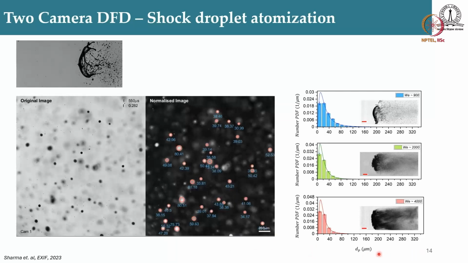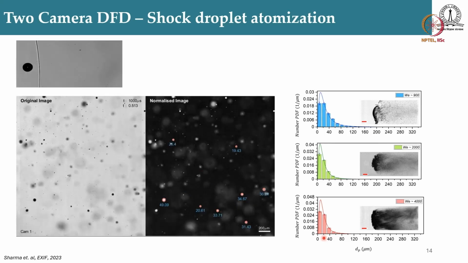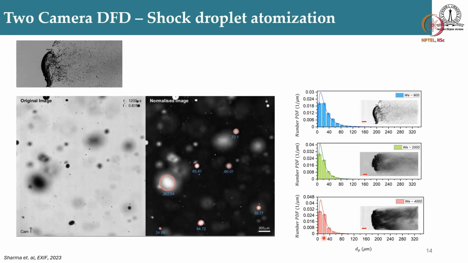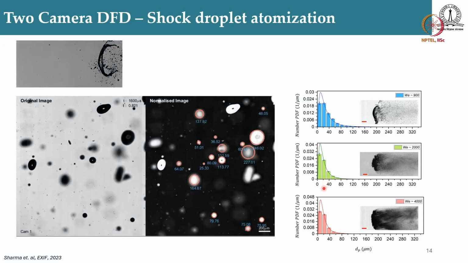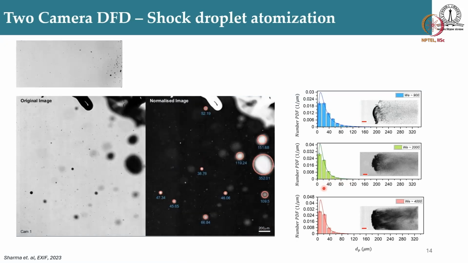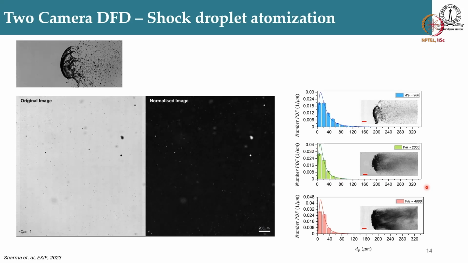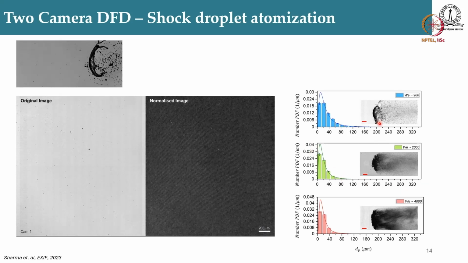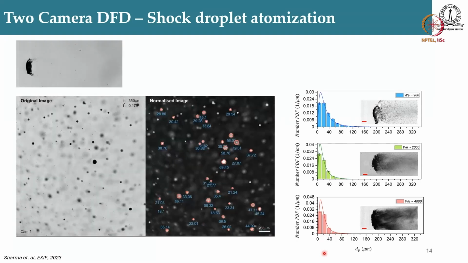So that can be plotted in terms of a probability density function, which is nothing but a normalized histogram. You define bins, and in each bin you count the number of droplets that appeared, and you normalize the whole thing in a way that the area under this curve is 1. You will see that as we increase the Weber numbers or the shock strengths, smaller droplets are produced.